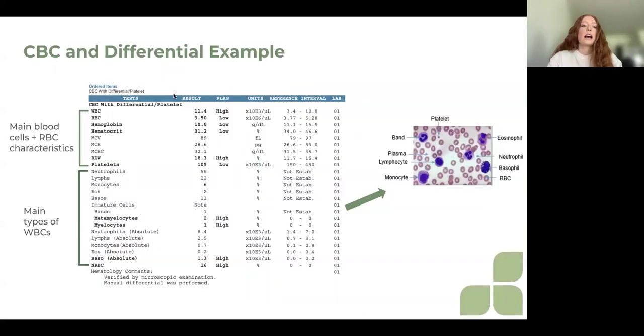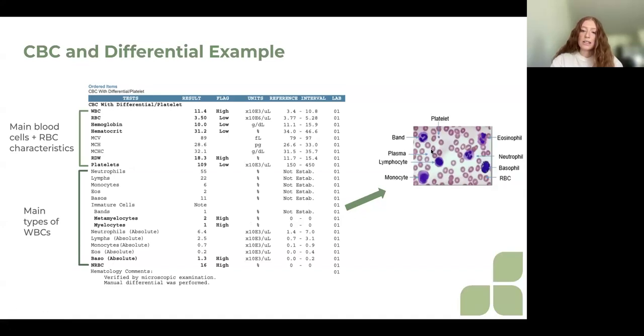Here is a CBC with a differential. This is a good example of one that you might see when you look at your test results. So you'll have the CBC here, and then you see that the white blood cell differential is here. You can see there are different types of cells, and these are all white blood cells.